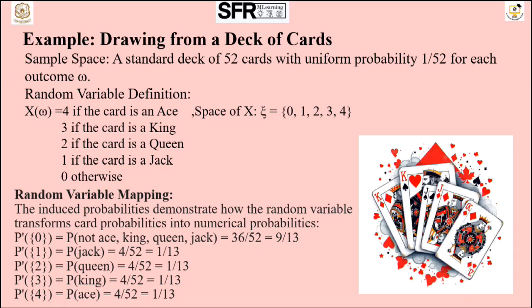I am defining the random variable mapping here. The induced probabilities demonstrate how the random variable transforms card probabilities into numerical probabilities. The probability of 0, that is not an ace, king, queen or jack, is 36 by 52, that is favorable outcome divided by the total outcome. There are 52 cards in a deck, therefore the total outcome is 52. When I get a jack, P of 1 is 4 by 52. Like that, getting queen, getting king, getting ace, these are all the probabilities of drawing from a deck of cards.